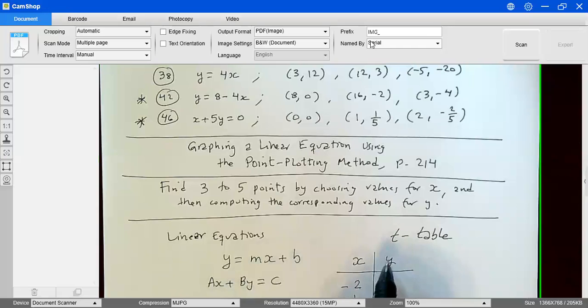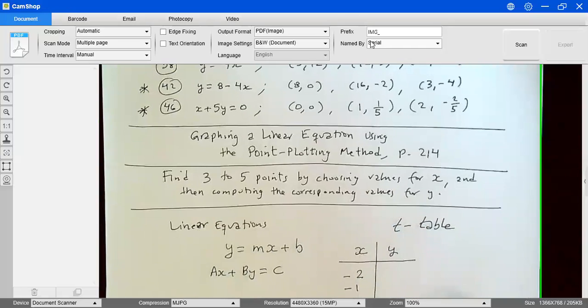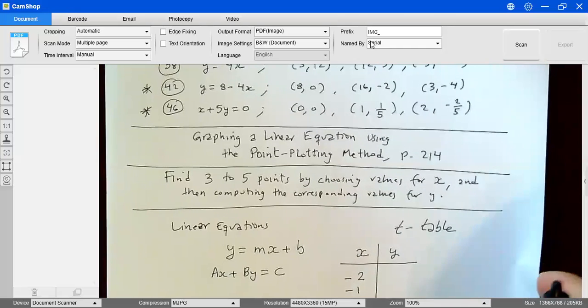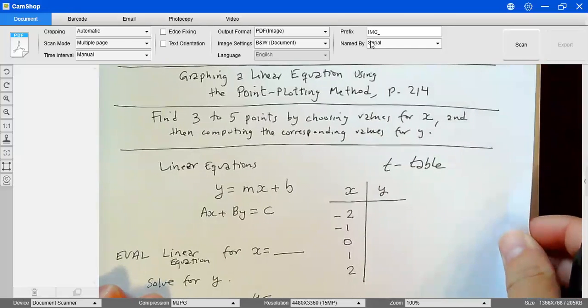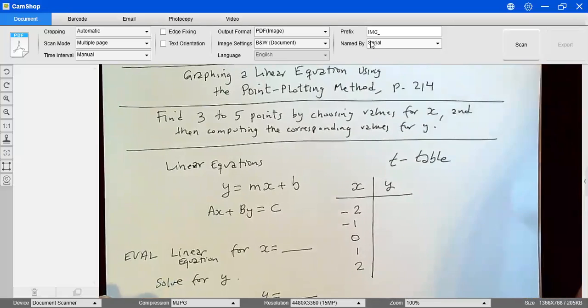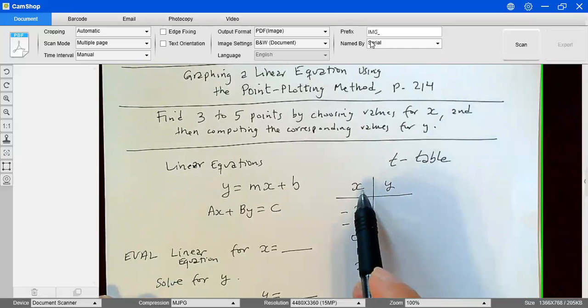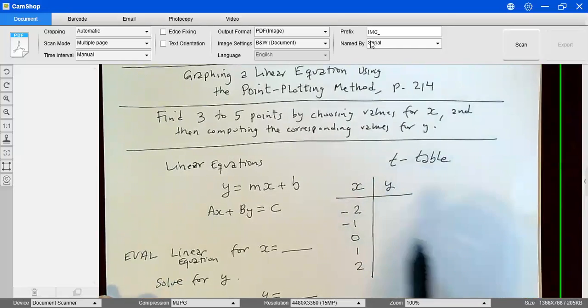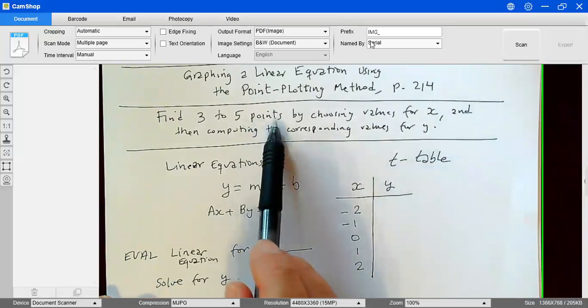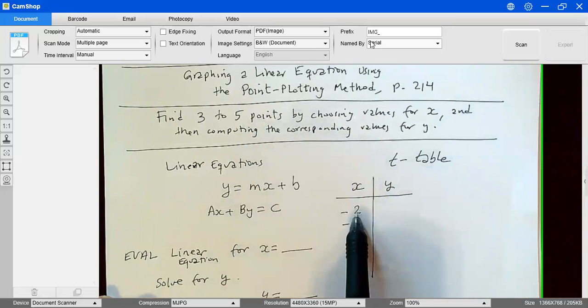So we're going to need to build a t-table. A t-table is just a table where you're going to summarize your procedure of getting the points. So you're going to choose values for x. Usually 3 to 5 points, 3 to 5 values of x: -2, -1, 0, 1, 2. But this is totally arbitrary, so you can choose any values of x.